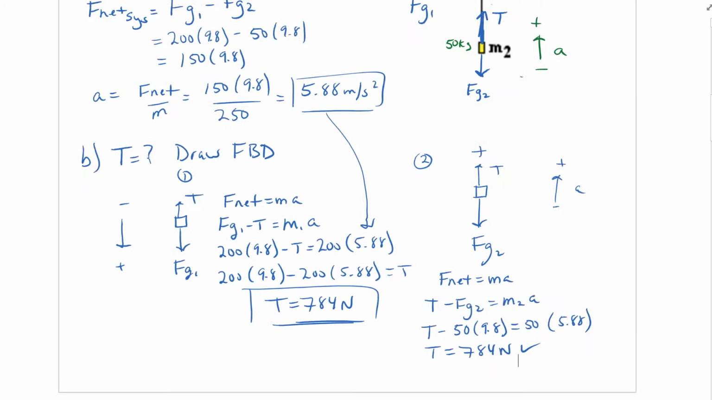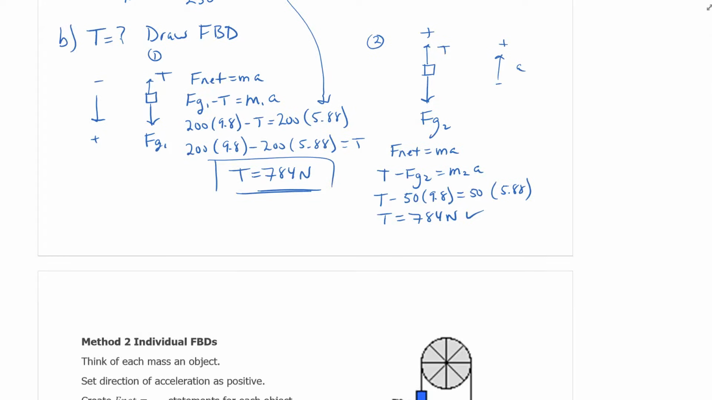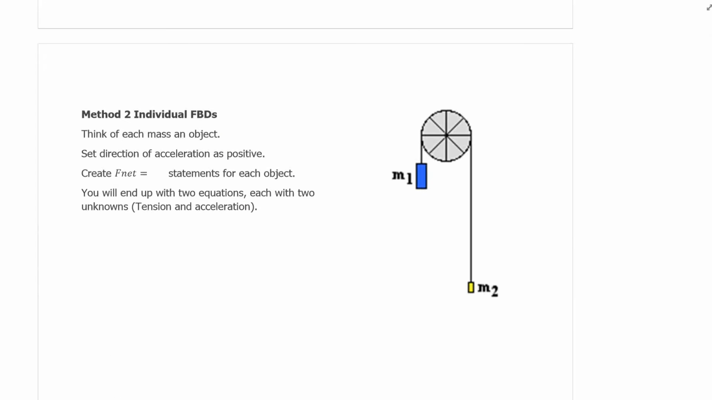Okay, so there's an example of how to solve this using this system approach. We did two things. We found the acceleration and we found the tension force. Now we're going to do this entire question again. If that was the easy way, and you might say, really, that was easy, that was a lot of work. The second one is slightly different. It's a little bit more mathematical. It's with doing individual free body diagrams.